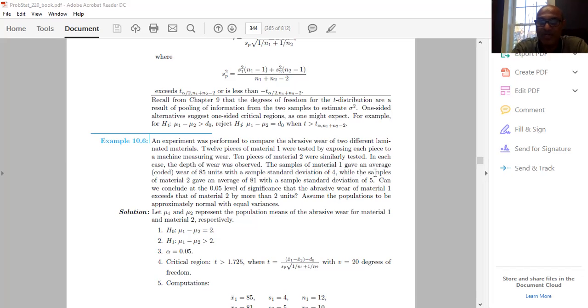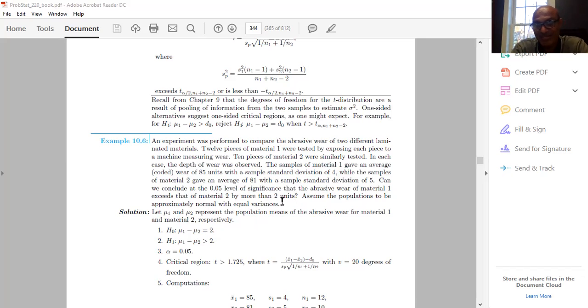So S1 equal to 4, while the samples of material 2 gave an average of 82, means x2 bar equal to 82 with the sample standard deviation of 5, means S2 equal to 5. Okay. Can we conclude at 0.05 level of significance that the abrasive wear of material 1 exceeds that of material 2 by more than 2 units? So nu1 is greater than nu2 by more than 2 units, so plus 2. So nu1 is greater than nu2 plus 2, like this. That's the meaning. Assuming the populations to be approximately normally distributed with equal variances.